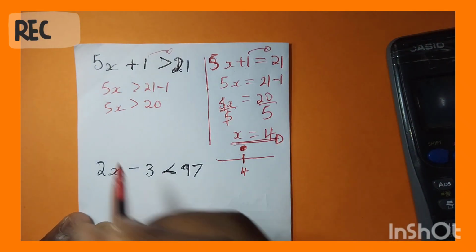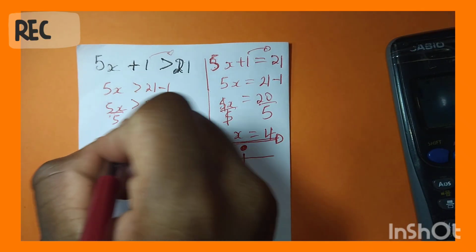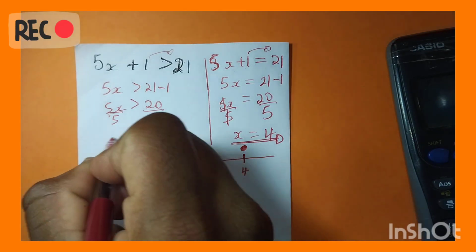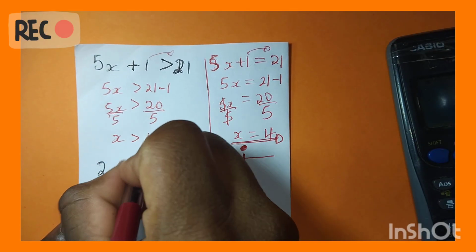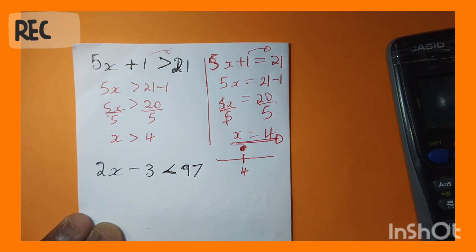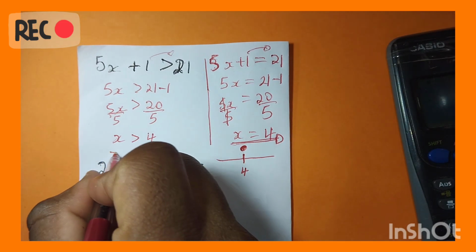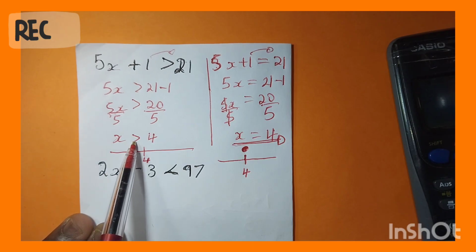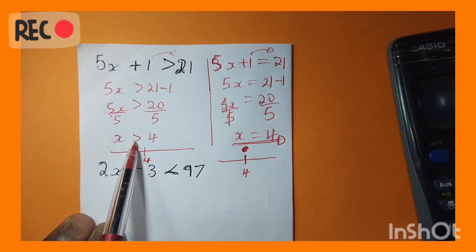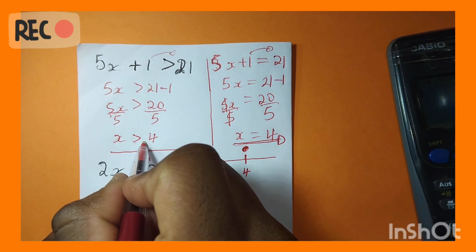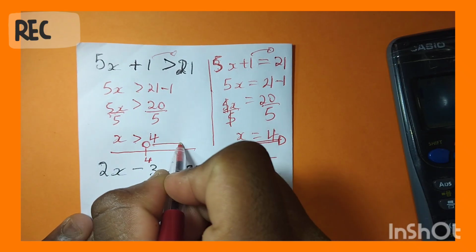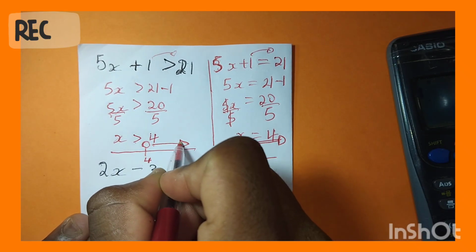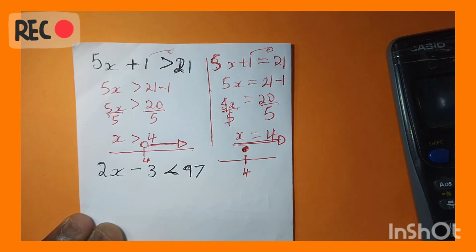Do you see? And now you know what is in front of x, you need to divide by it. Meaning x will be, here, greater than 4. What does this symbol mean to you? Here we got 4. You will go with that arrow. Do you see that arrow? It is pointing to the right hand side. It means here you will draw a circle, then you point to the right hand side.